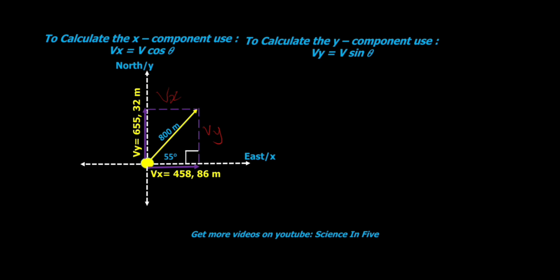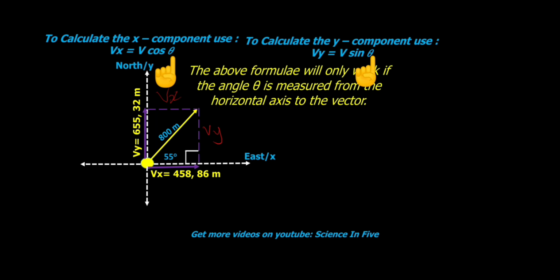Very important to always figure out where the angle theta is. Okay. The angle theta is measured from the horizontal axis to the vector, like that. That is why we needed the 55 degrees in this case. If the vector is in that quadrant, very simple, angle theta will be there between the vector and the horizontal. If the vector is in that quadrant, again, very simple, angle theta will be there. Now we can use Vx equals V cos theta and Vy equals V sine theta.